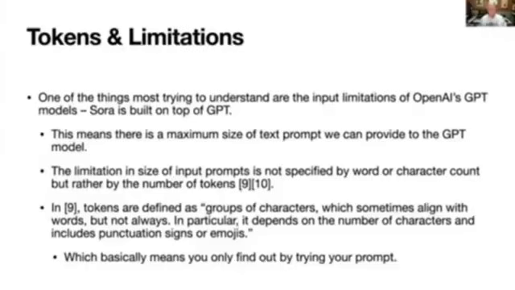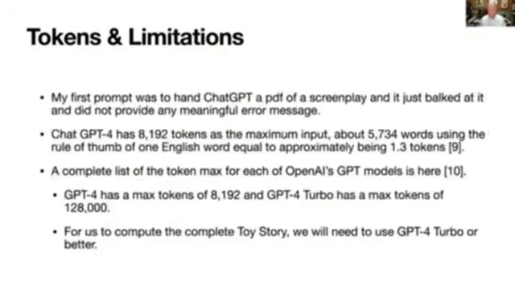All right, Disney, Pixar Toy Story, not just Pixar Toy Story. Got it. Now, let's talk about tokens and limitations. One of the things most trying to understand are the input limitations of OpenAI's GPT models. Sora is built on top of GPT. This means there is a maximum size of text prompt we can provide to the GPT model. The limitation in size of input prompts is not specified by word or character count, but rather by the number of tokens. In reference 9, tokens are defined as groups of characters which sometimes align with words, but not always. In particular, it depends on the number of characters and includes punctuation, signs, or emojis, which basically means you only find out by trying your prompt.